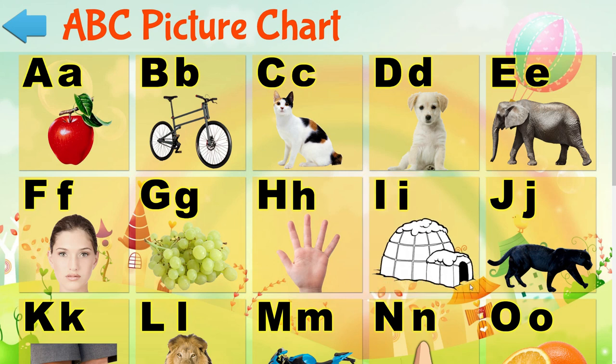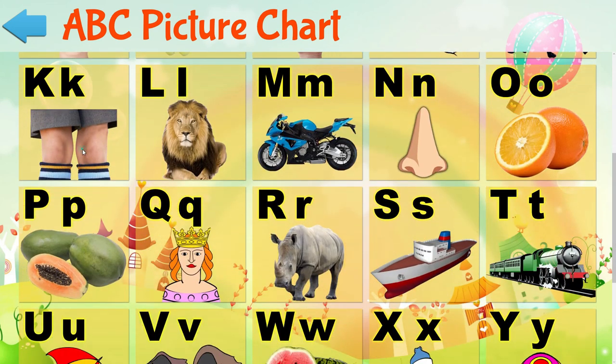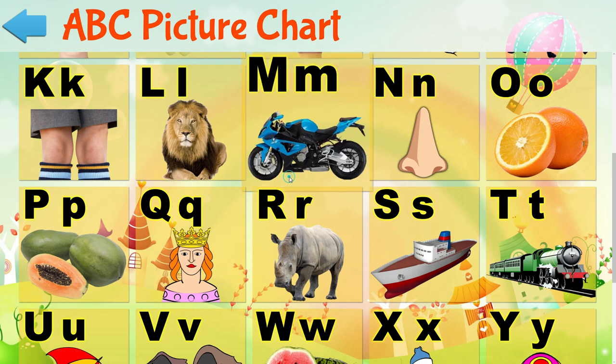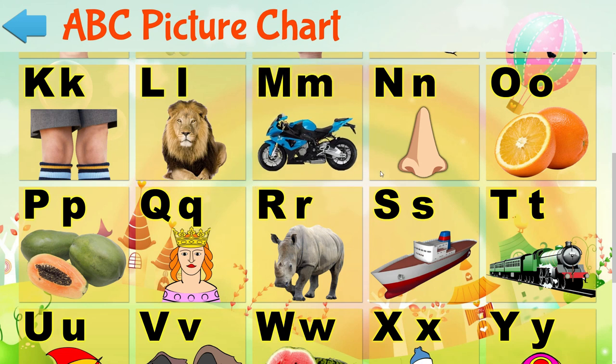I is for igloo. J is for jaguar. K is for knee. L is for lion. M is for motorbike. N is for nose. O is for orange. P is for papaya.